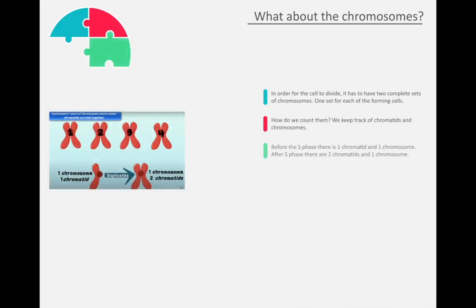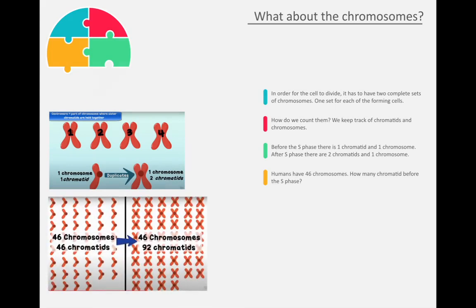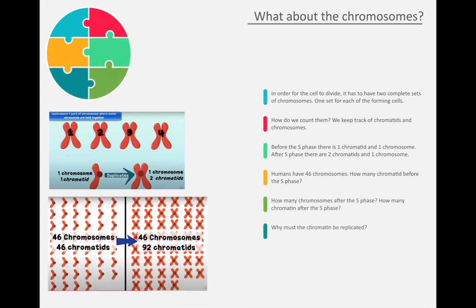But we're going to take a little pause in this information because we need to also consider chromosomes at this point because of that issue of DNA. So in order for the cell to divide, it has to have two complete sets of chromosomes, one set for each of the forming cells. And so it's important that we keep track of what we're talking about when we're talking about this DNA, and when we're talking about them, we're going to be using terms like chromatid and chromosomes.